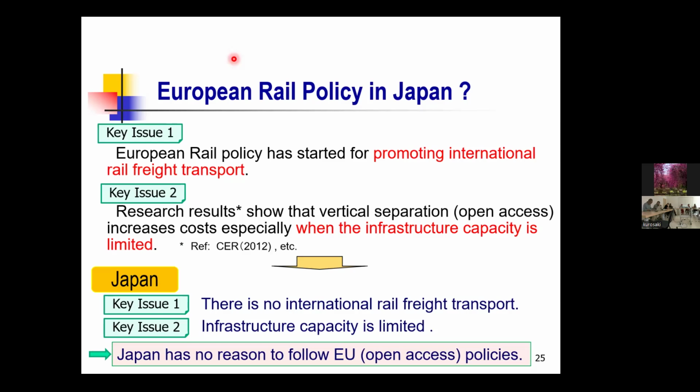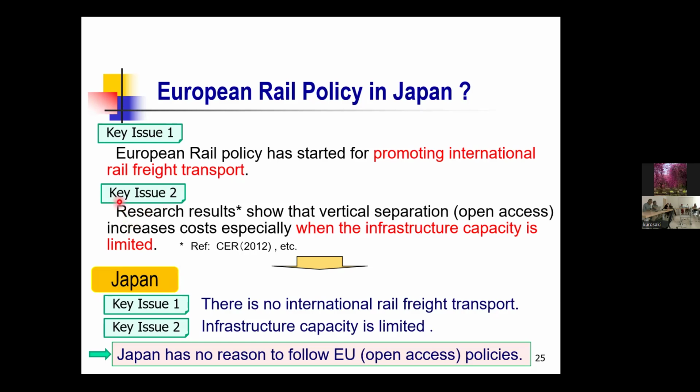Then, I would like to investigate whether European railway policy can be applied to Japan or not. As I noted as key issue 1, European railway policy has started for promoting international rail freight transport. But in Japan, there is no international rail freight transport. So the European background cannot be applied to Japan.